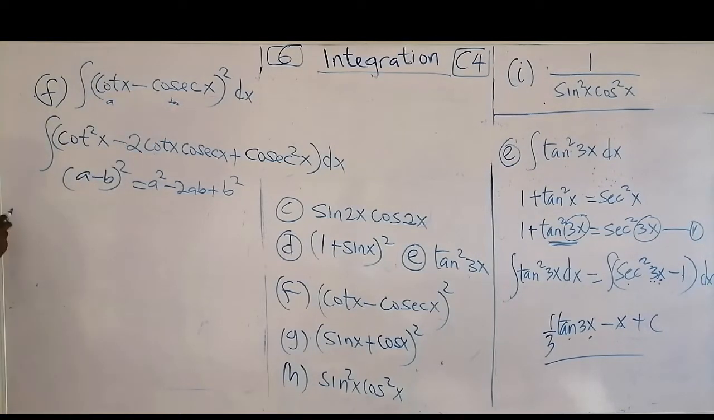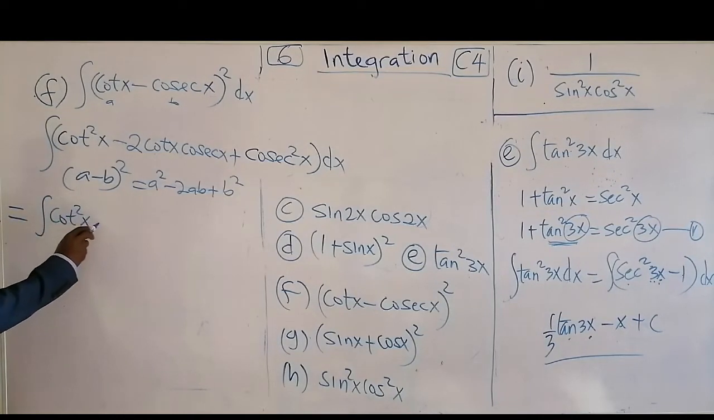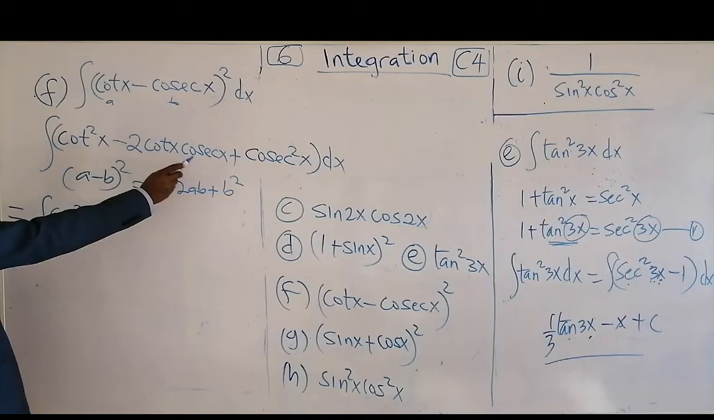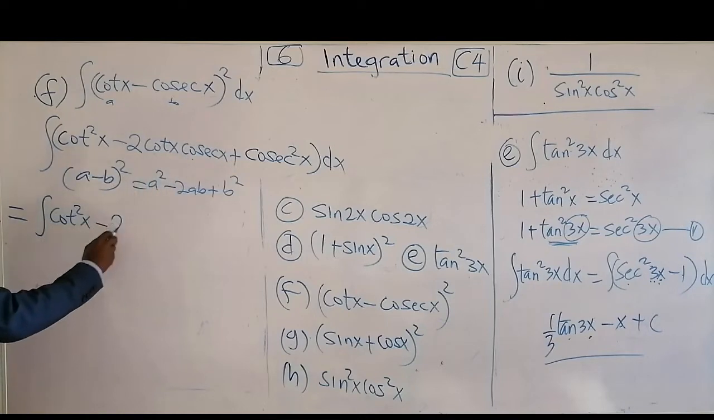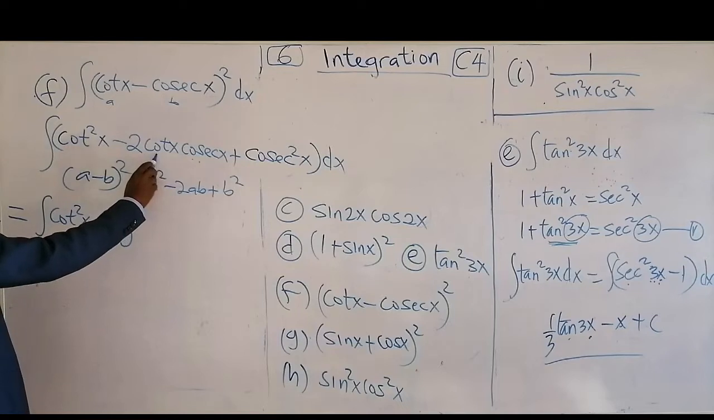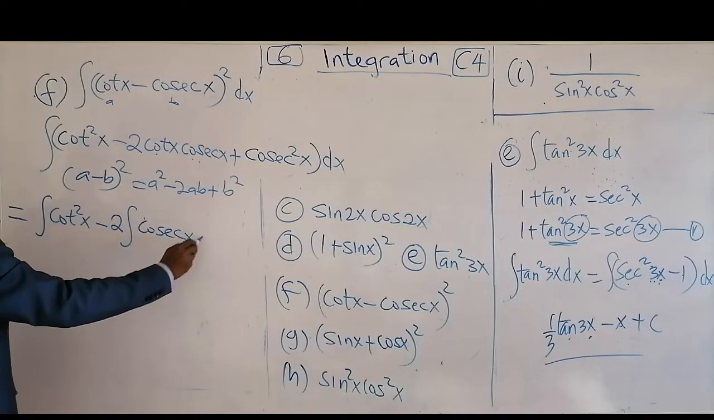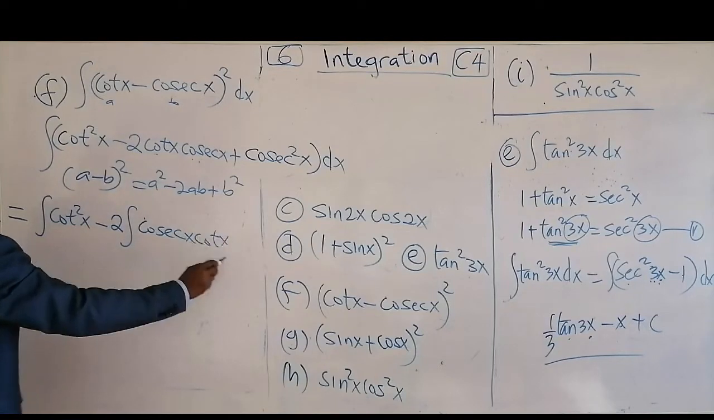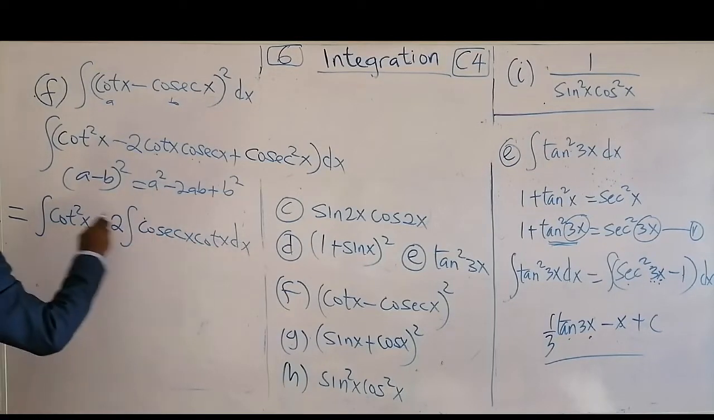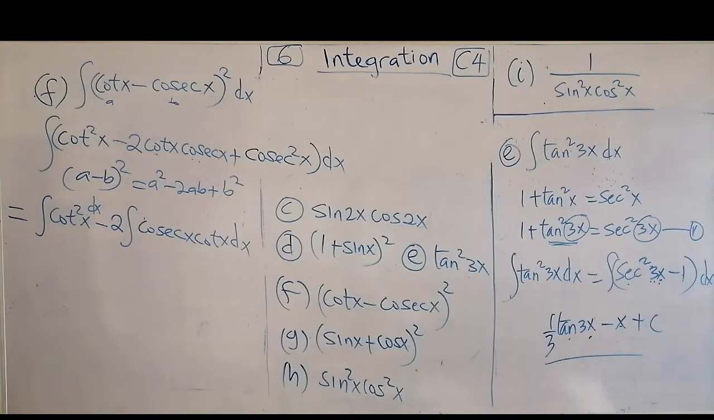So we now have the integral of this function minus this one. That will be the integral of what? You can bring the 2 outside, and you can do the arrangements. So this will be cosec x cot x dx. This is also dx. And then the last one, plus the integral of cosec squared x dx.